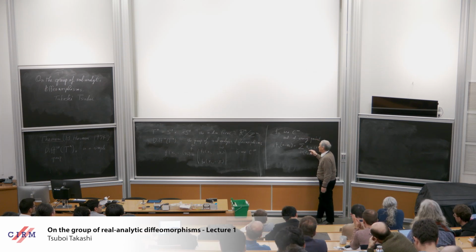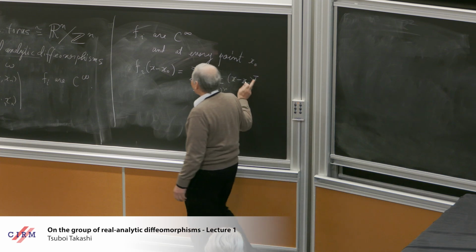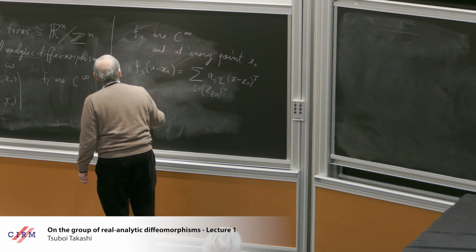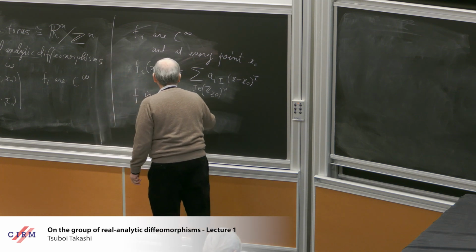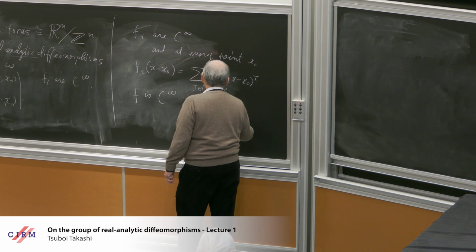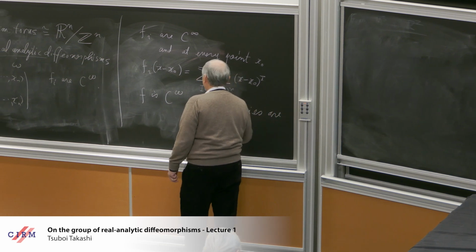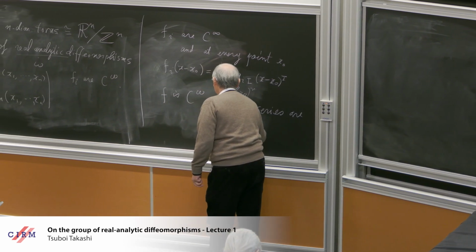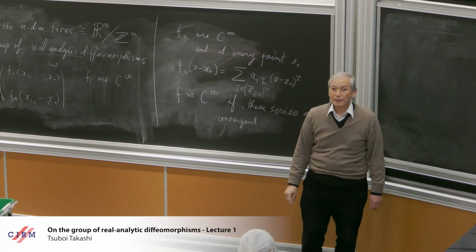And then this is just a convergent series. And this is C omega if these series are convergent. Is it clear?